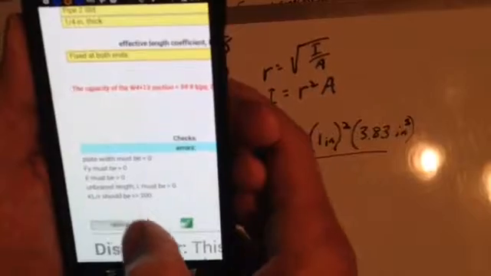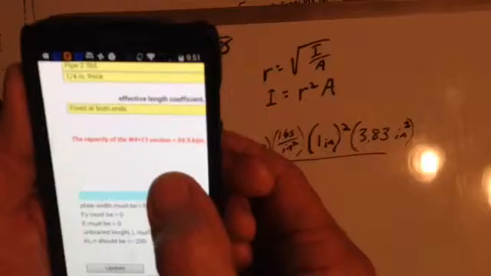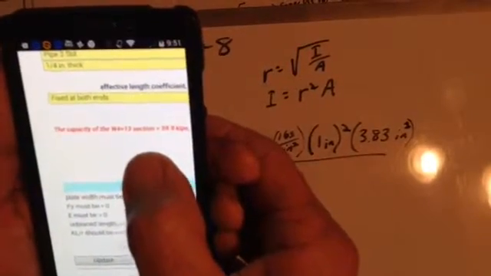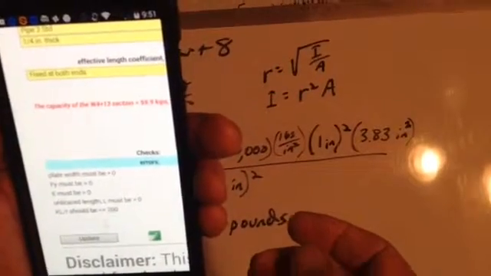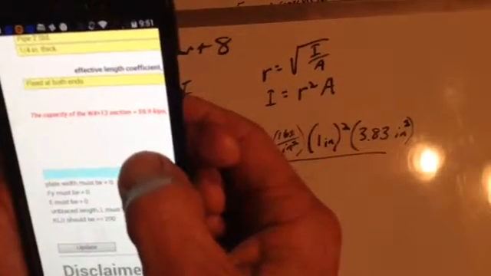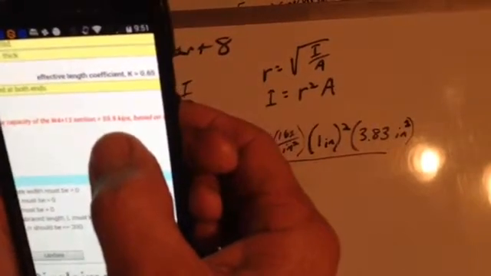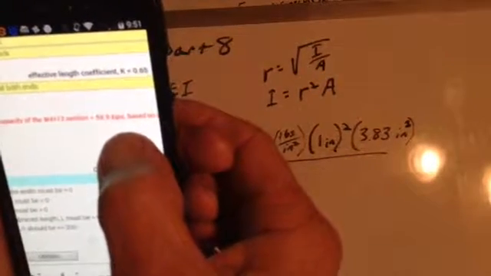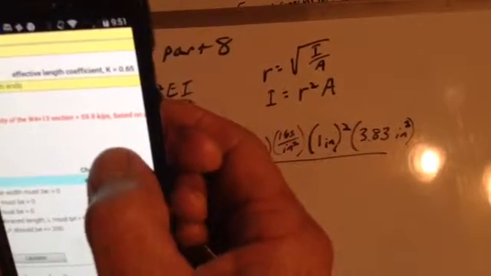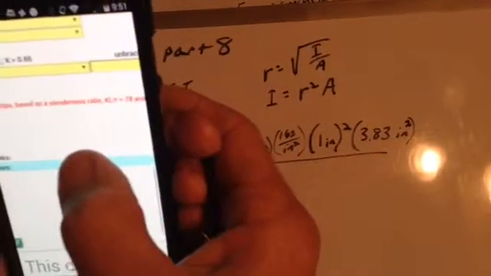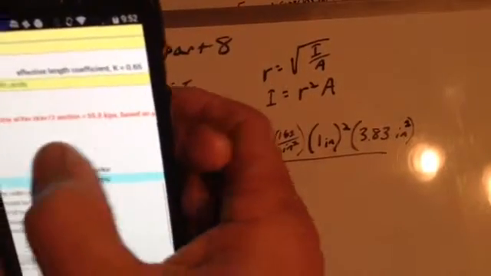Now let's hit update, and it tells us that the capacity of this W4x13, which is a 4-inch high beam that weighs 13 pounds per running foot, the capacity of this section, this 10-foot long piece of this, is almost 60,000 pounds. KIPS, that means 1,000 pounds. That's engineering lingo. Okay, based on a slenderness ratio of KL/R equals 78.